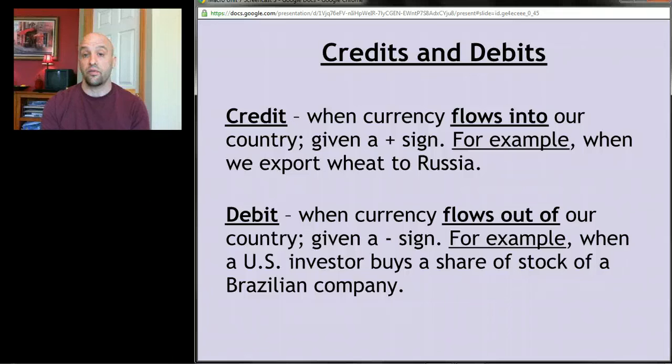A debit then is whenever currency flows out of our country, and it's given a minus sign, a negative sign. So for example, if some US investor buys a share of stock in a Brazilian company, he gets a stock certificate, or she gets a stock certificate, and pays for that stock certificate, sending the money off to, in this case, Brazil. That would be a debit, money leaving our country.